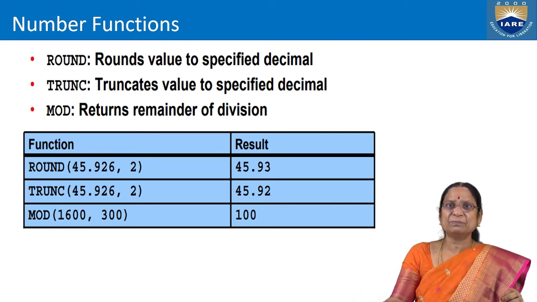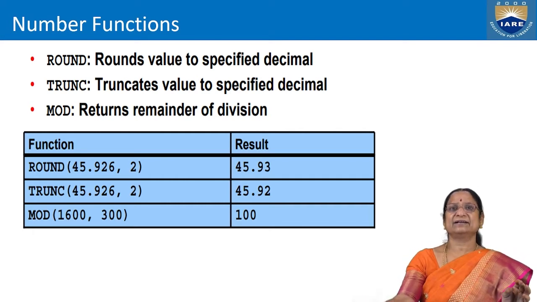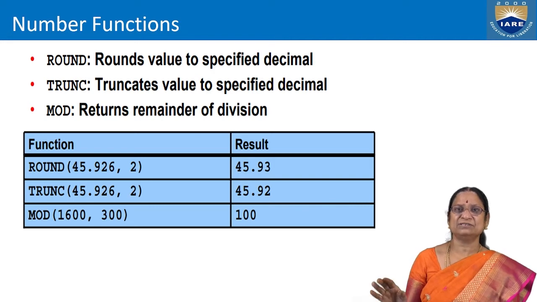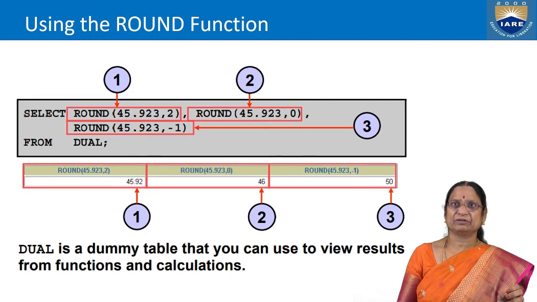You observe here 45.926, up to 2 positions we have to round. So what is the third digit? 6. 6 is greater than or equal to 5, so 1 will be added. We will get 45.93. For the same thing we are giving the trunc function. It won't do any such checking. It will give 45.92, that is, from the third position onwards it will just be cut off. Mod of 1600, 300: 1600 by 300, how much do you get? 100 is the remainder, and that remainder is displayed. This is the mod function, an example using a select statement.